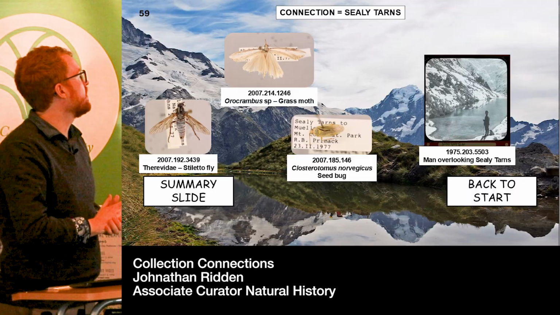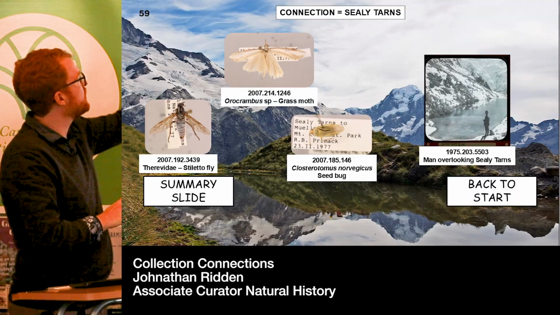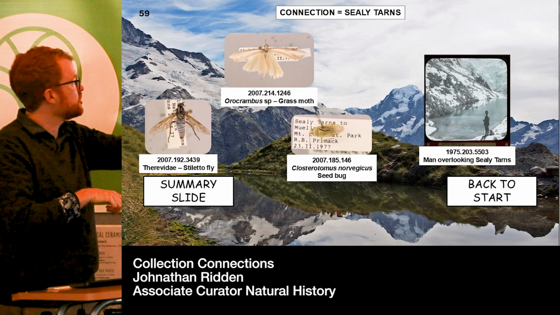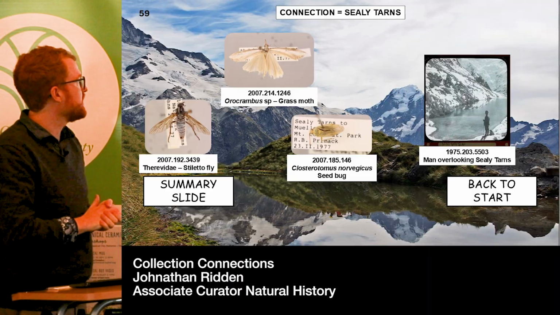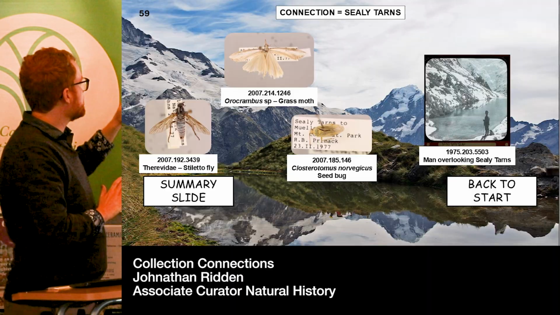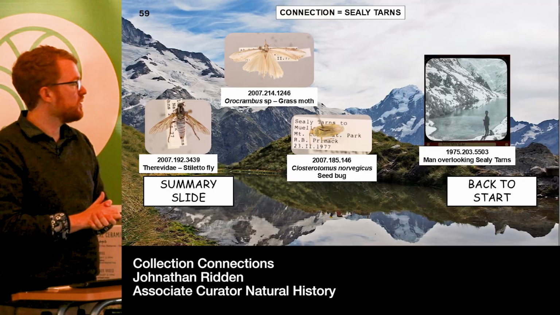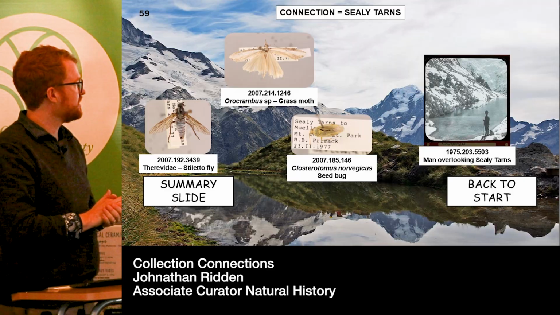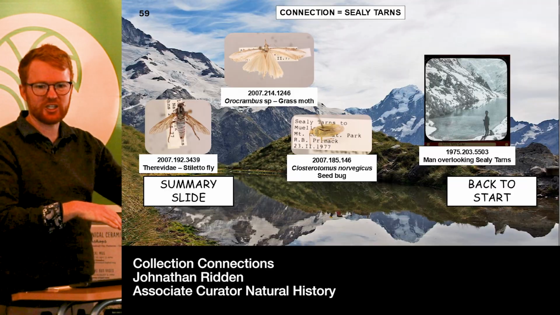Up top, we've got an Oroprambus, which is a grass moth. They're also called a snout moth. The photo doesn't show it, but they've got a long snout at the front of their heads. And they've also got quite interesting coloration on their wings. And then the last insect that we're looking at here is a fly, a Therevidae, or stiletto fly. They're named a stiletto fly because when they're up on their legs, they sort of, on the side, form the shape of a stiletto.